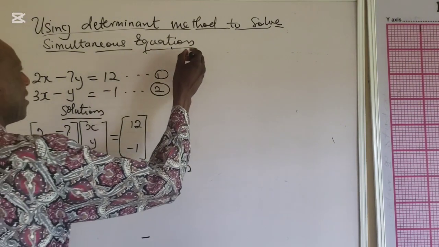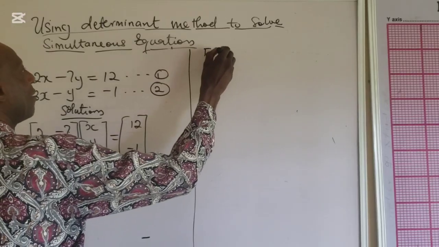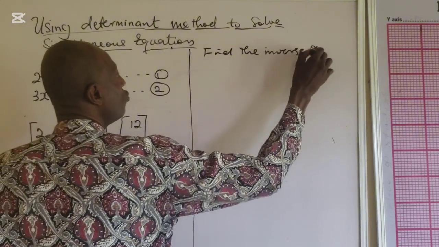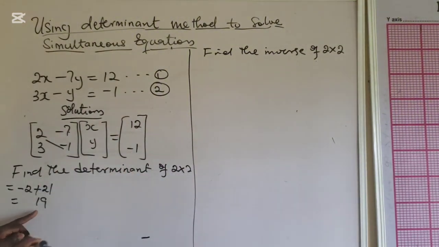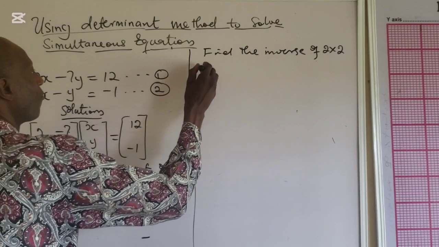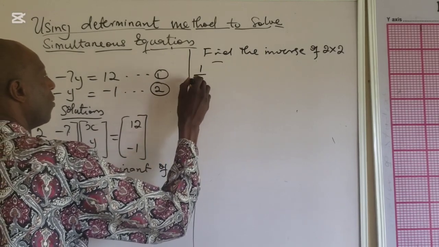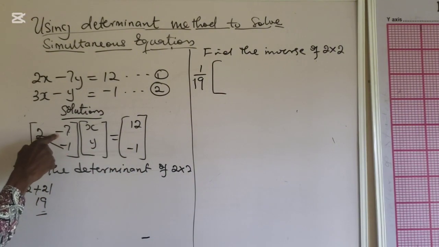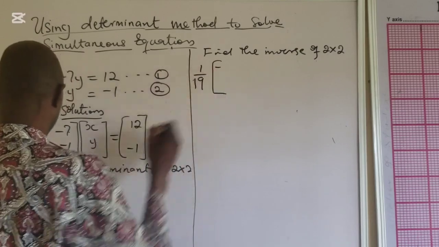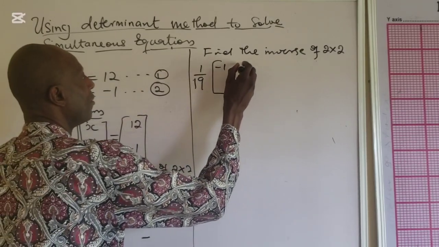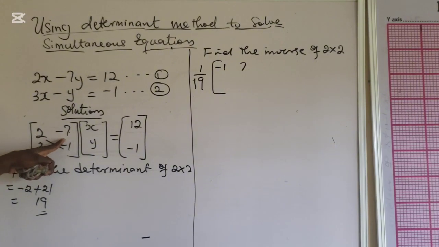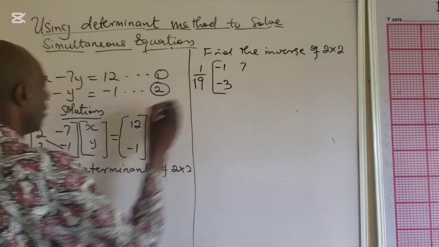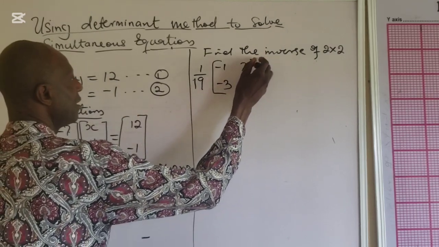The next thing is to find the inverse of the 2 by 2 matrix. When you want to invert this, the determinant 19 gives us 1 over 19, times the matrix minus 1, 7, minus 3, 2. Because the 1 here is negative, it changed to a positive value in the inverse. This is the inverse.